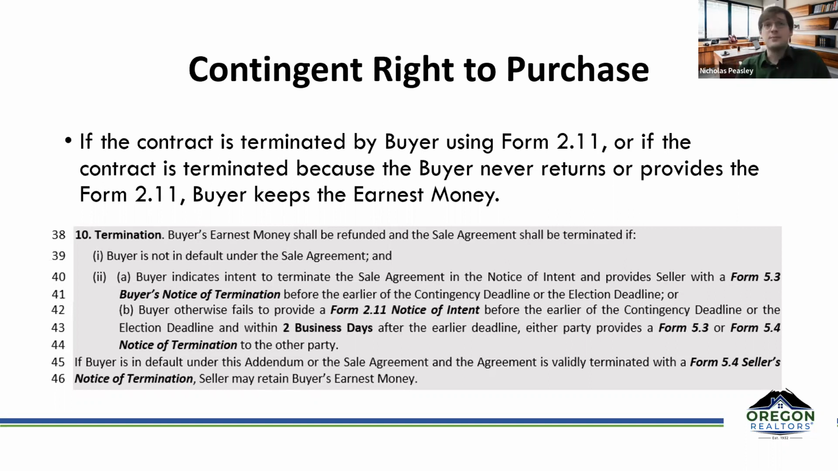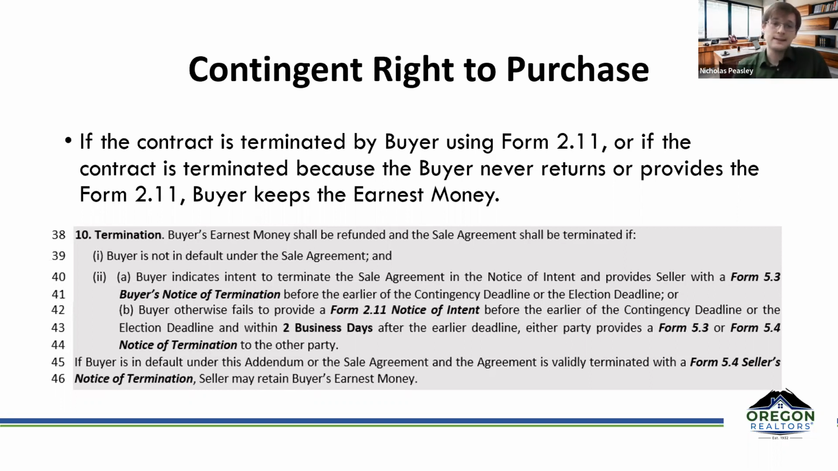Alternately, if the buyer fails to provide a notice of intent, the seller sends their notice of intent, says, hey, you need to respond. You have a day. I found a better offer. If the buyer doesn't answer and the seller terminates within that two business day period, or the buyer terminates within that two business day period, at that point, buyer keeps the earnest money. Essentially, no harm, no foul. Notice has been given. Failure has occurred.